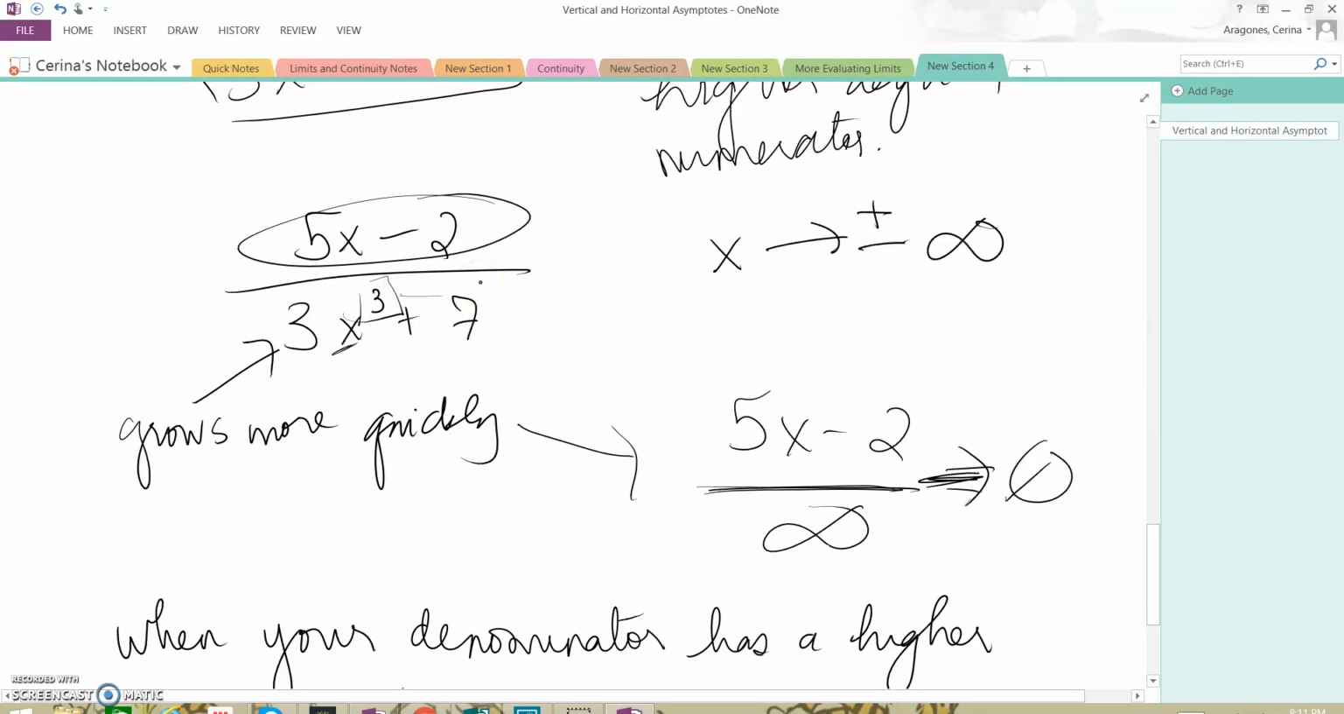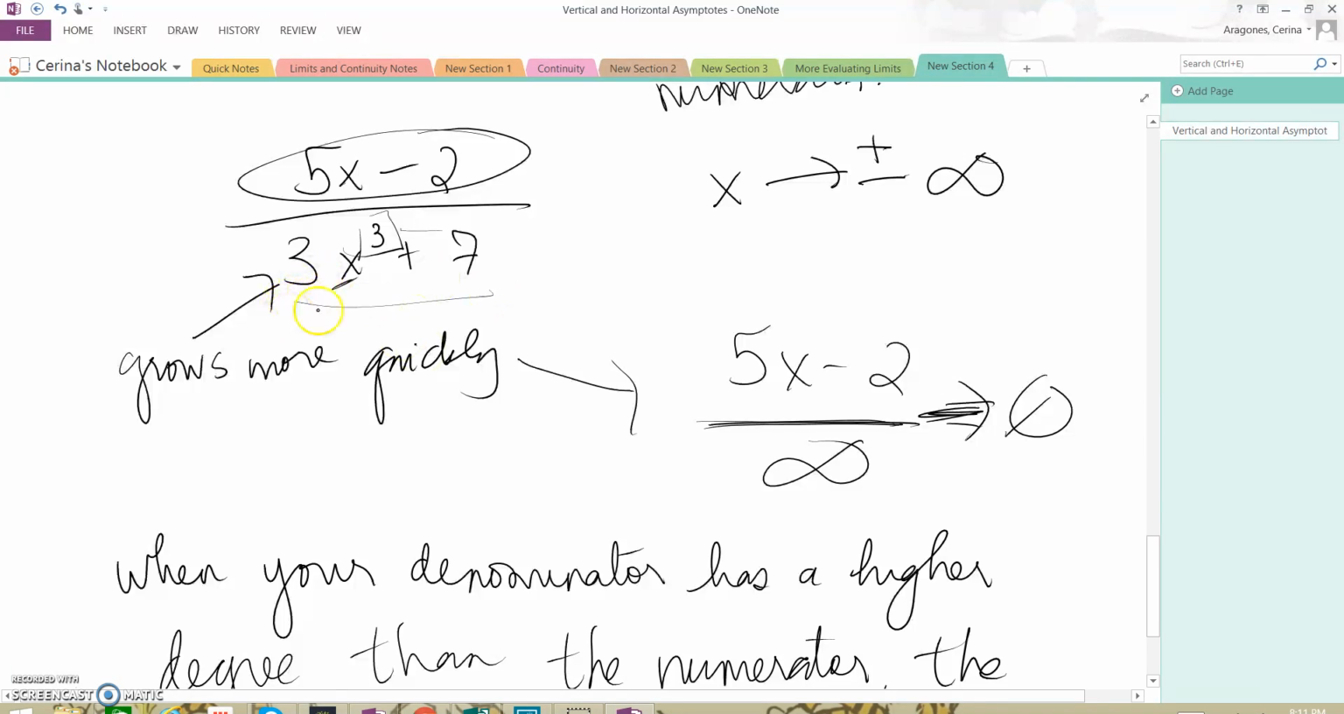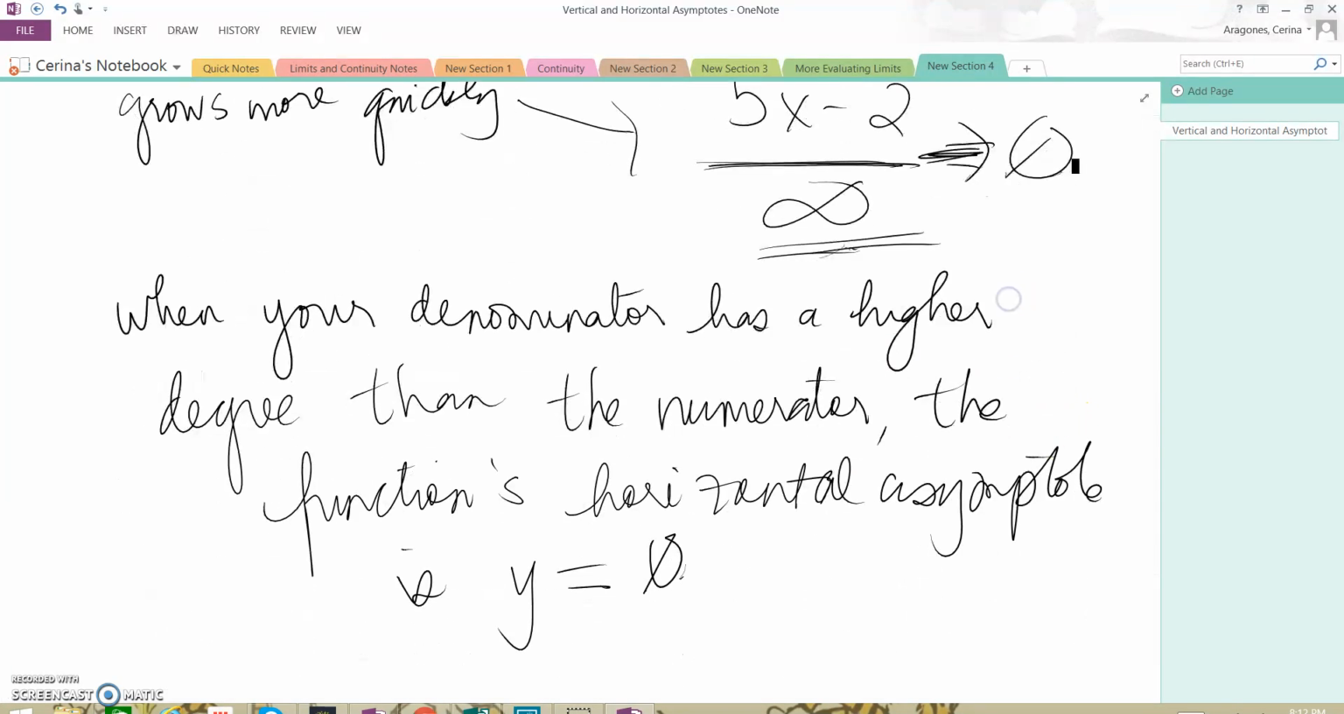Okay, so again, I could have just told you that whenever you have a higher degree in the denominator, it's automatically 0. But again, I want you to understand why. If we have a higher degree in the denominator, it goes to infinity much more quickly, meaning I'm dividing by infinity, so I approach 0.